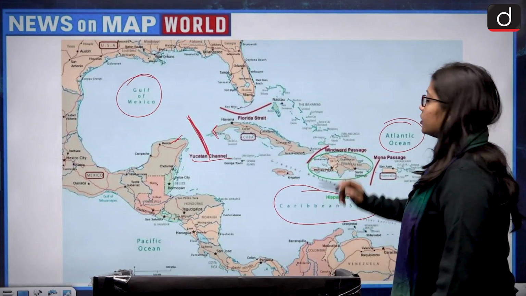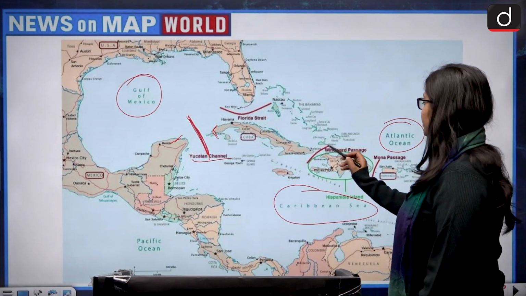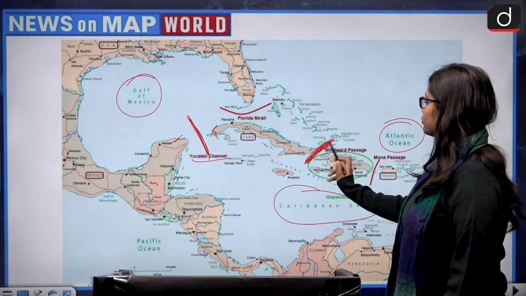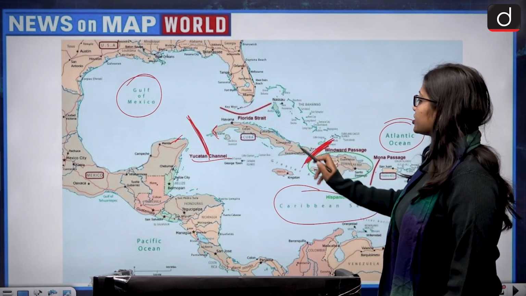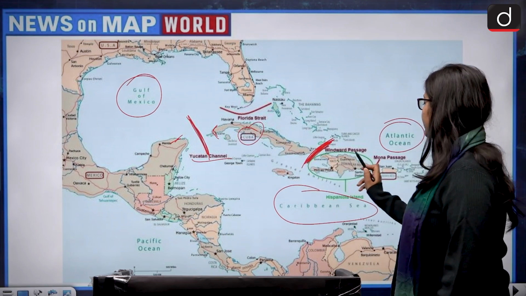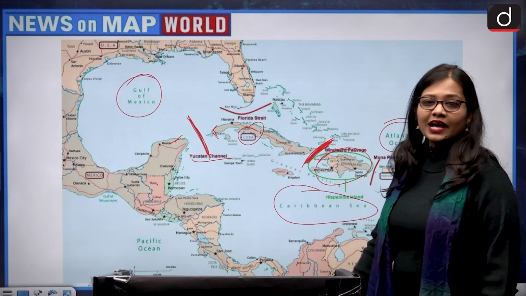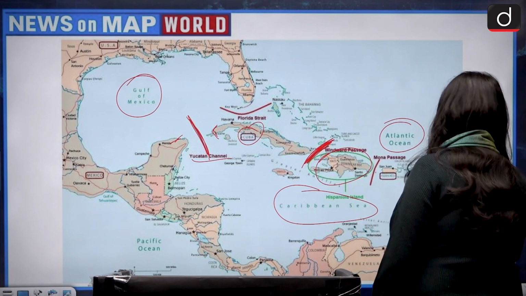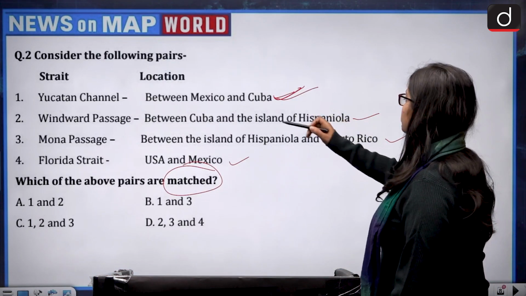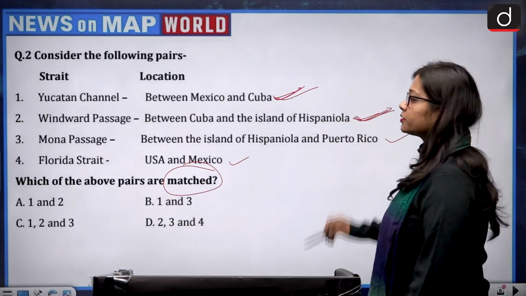Second is Windward, Cuba and Hispaniola. Let's see. This is the Windward Passage. On the west side is Cuba, on the east side is the Hispaniola Island. So, Windward is Cuba and Hispaniola. So, second also becomes correct.